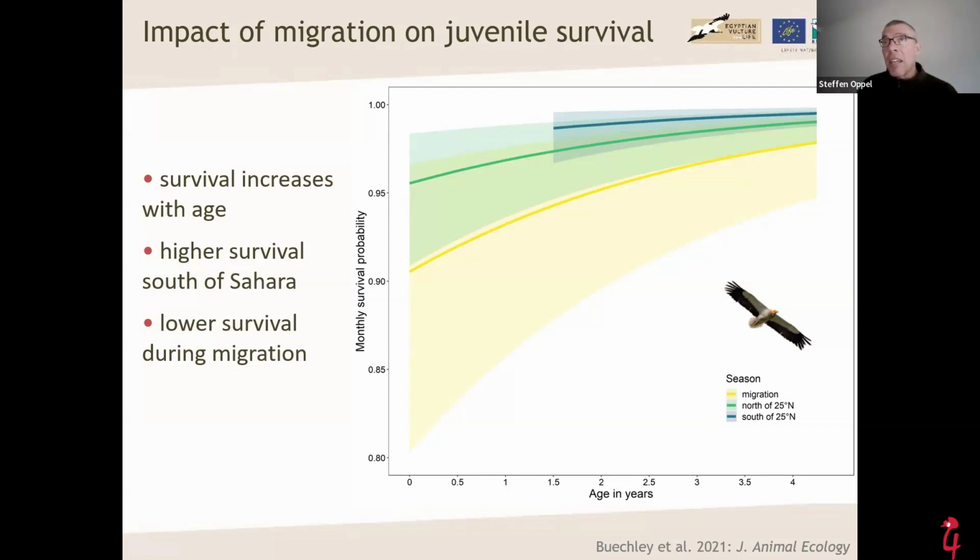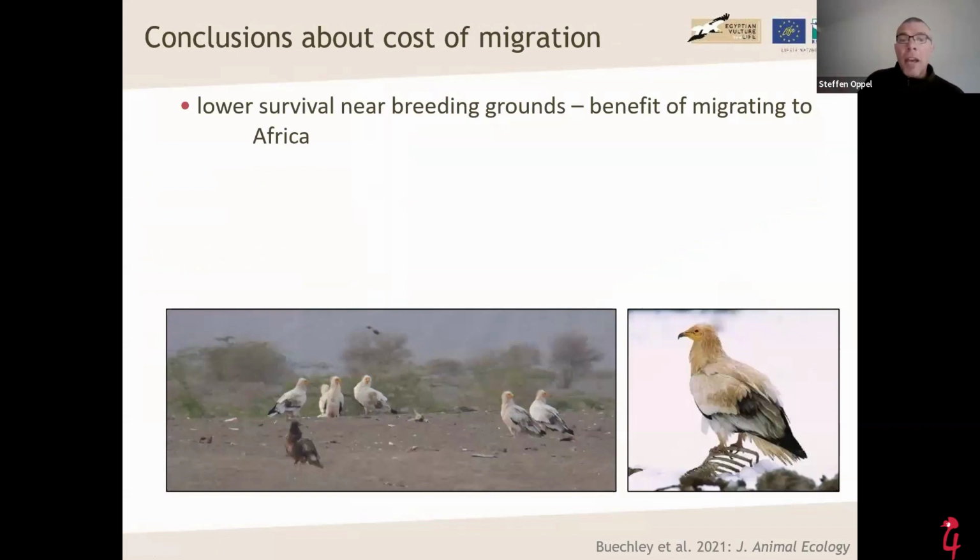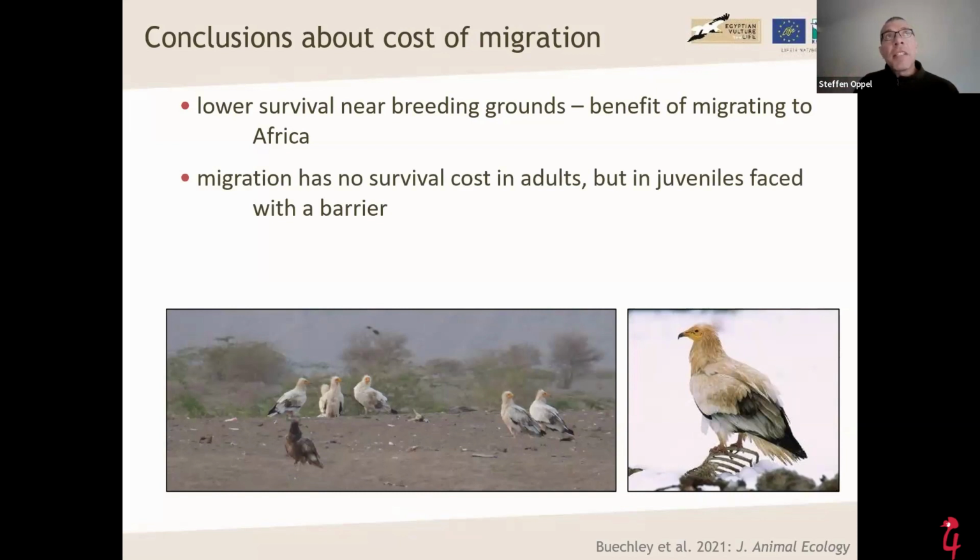We see a generally higher survival in the south, and we see that survival increases with age. So from that, we can conclude that for the Egyptian vultures in Europe, it is actually beneficial to migrate to Africa because their survival probability in Africa is higher than it is in Europe. So the cost of migration is generally offset by the higher survival that you enjoy when you're in Africa. So there's a benefit to migrating to Africa. And that benefit is highest for adult birds and for birds in Western Europe, which have no migration survival cost. So the only survival cost that we found is for juveniles that face a significant barrier, like the juvenile Egyptian vultures in Eastern Europe that have to navigate around the Mediterranean Sea.